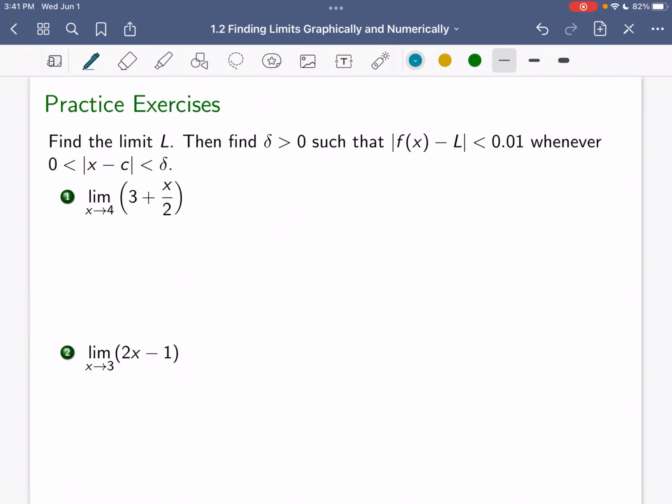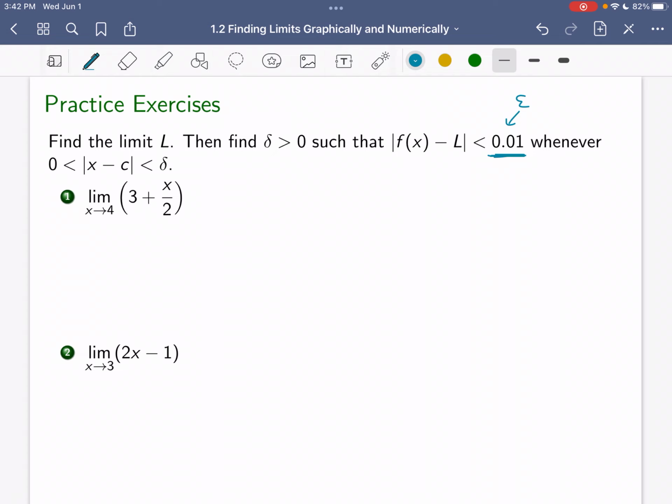In these examples, we're going to first find the limit, and then we are going to find a value of delta that corresponds to this choice of epsilon. Right, so this is our value of epsilon here. So we're going to try to find a value of delta that will make that true. But first, we need to find our limit.